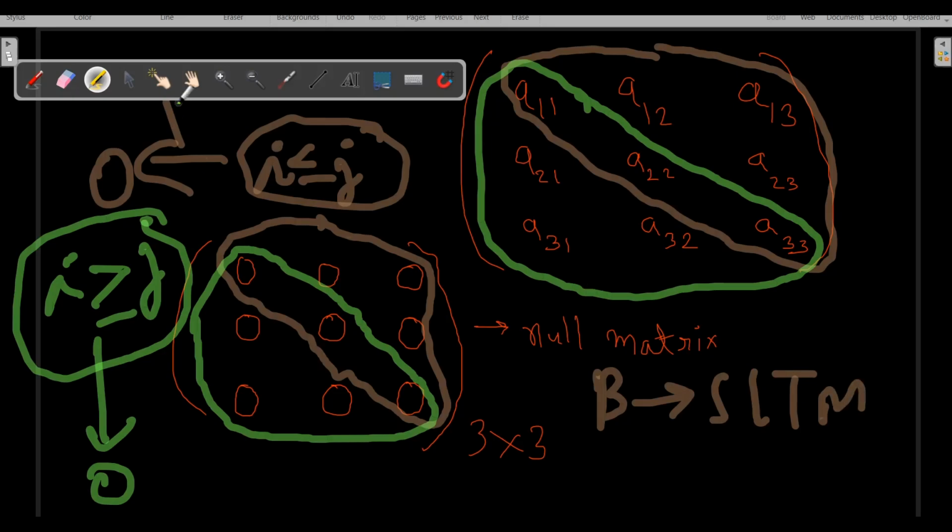And this green condition is for super upper triangular, upper triangular matrices. So a null matrix is satisfying both the conditions. It is satisfying the condition of super upper triangular matrix, and it is also satisfying the condition of super lower triangular matrix. That's why a null matrix is both a super upper triangular matrix and a super lower triangular matrix. So this is the thing.